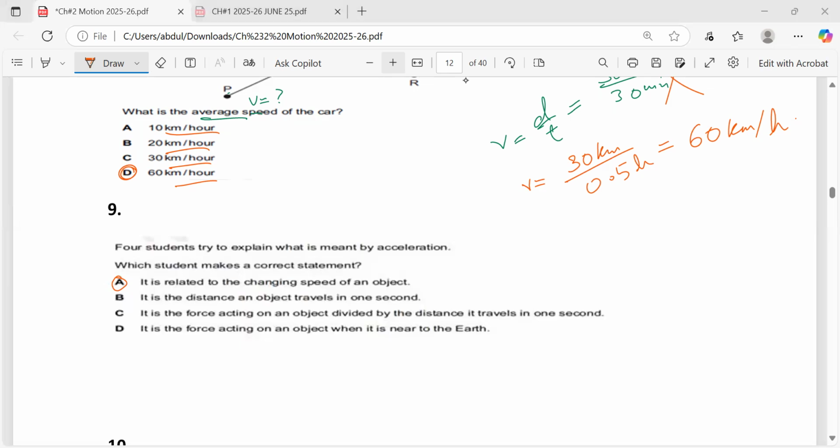So why B is wrong? Distance traveled in 1 second, that will be speed. Why C is wrong? It is the force acting on divided by the distance. F over D. No. No equation for F over D. Even it is nothing in physics in general. D, it is the force acting on an object when it is near to the earth. That is the weight of an object, not an acceleration. So correct answer for 9 is A.